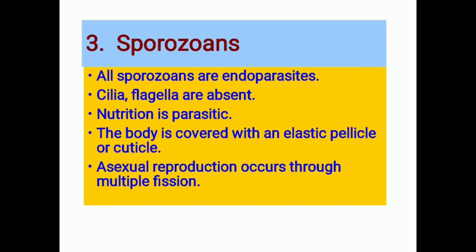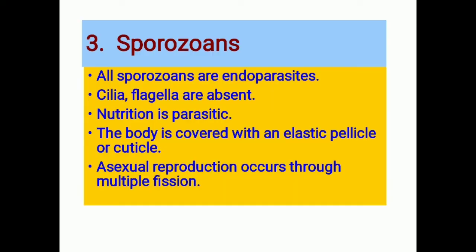Sporozoans are the next type of the animal-like protists. All sporozoans are generally endoparasites, that means they live inside our body. They generally lack cilia and flagella as their locomotory organs. Their type of nutrition is totally parasitic, the body is covered with an elastic pellicle or cuticle, and the mode of reproduction is through multiple fission. So these are some general diagnostic characters of the sporozoans.